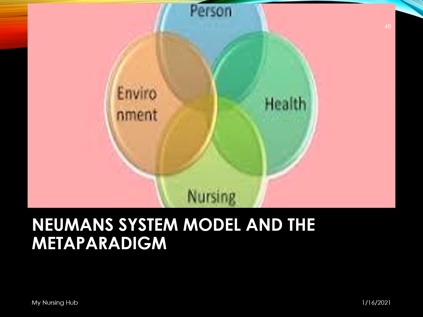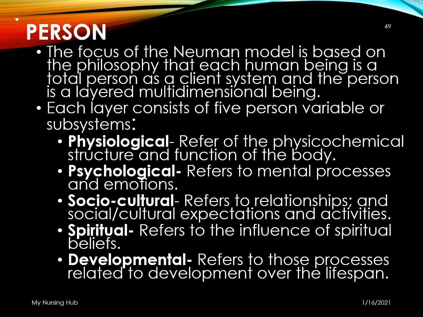Now let's see the Neuman system model and the metaparadigm. The metaparadigm includes the person, environment, health, and nursing. First is person. Already we have seen the person. According to Neuman, she refers to the person as a client system. The client system can be an individual, family, or community, and it can have some variables. They are physiological variables, psychological variables, sociocultural variables, spiritual variables, and developmental variables. These variables can be affected when there is an interaction with the environment.